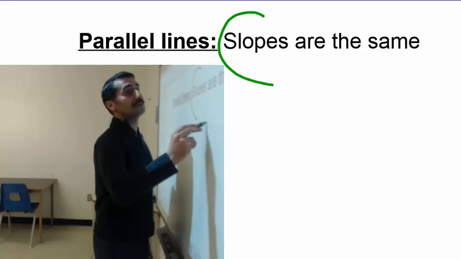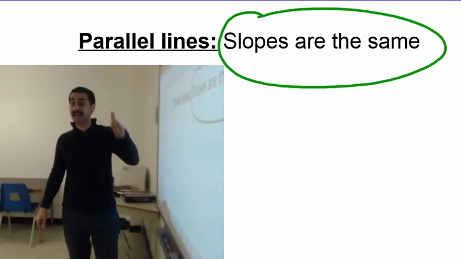Parallel lines means slopes are the same. Slopes are the same, lines are parallel.